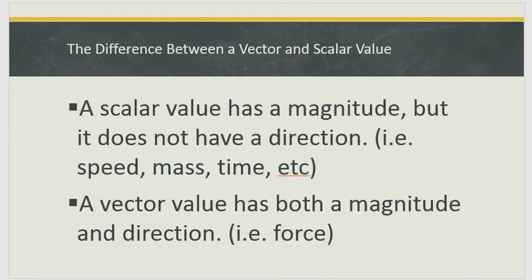So the difference between a vector and a scalar value, for those of you that don't know the vocabulary, is a scalar value has a magnitude, but it does not have a direction. So this means like your speed of an object, mass, time, things like that. A vector value has both a magnitude and a direction. So this could be your velocity, your acceleration, your force, those things.